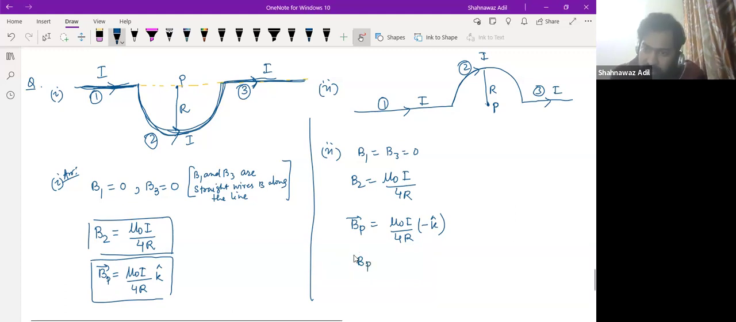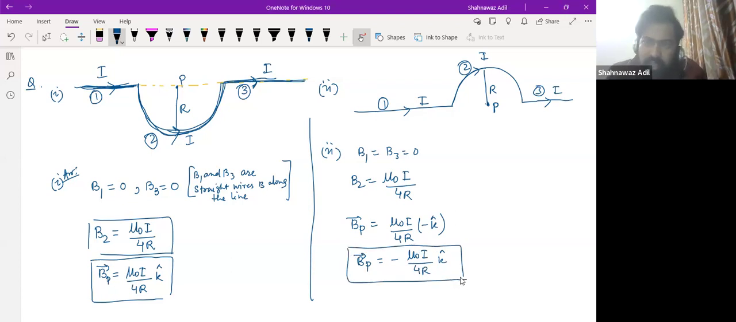Yeah, so P P minus naught I by 4R. These are the two situations. Please note it down, and then we will talk about the other law.